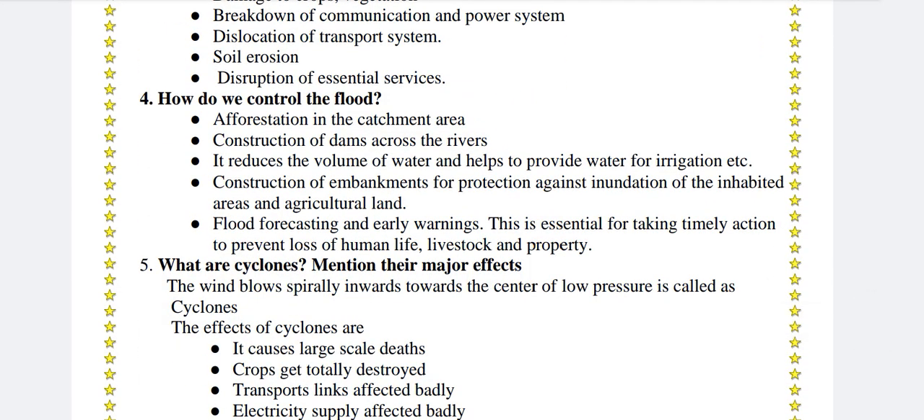How do we control floods? Afforestation in the catchment area, construction of dams across the river waters. It reduces the volume of water and helps to provide water for irrigation, etc. Construction of embankments for protection against inundation of the inhabited areas and agricultural land. Flood forecasting and early warning. This is essential for taking timely action to prevent loss of human life, livestock, and property.